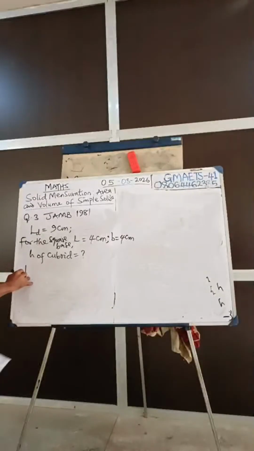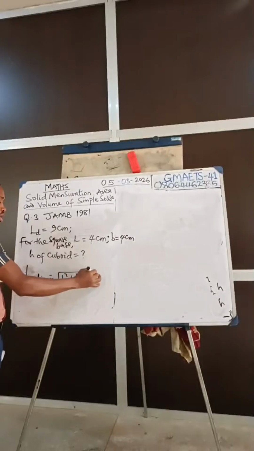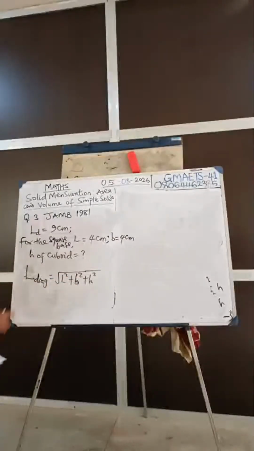Apply your formula for length of diagonal. In fact, we know it is a cuboid we are talking about. Length of diagonal of a cuboid is equal to square root of L square plus B square plus H square. Is that not so? Good. From the question, they gave us the length value. So you substitute next. Are you getting me?